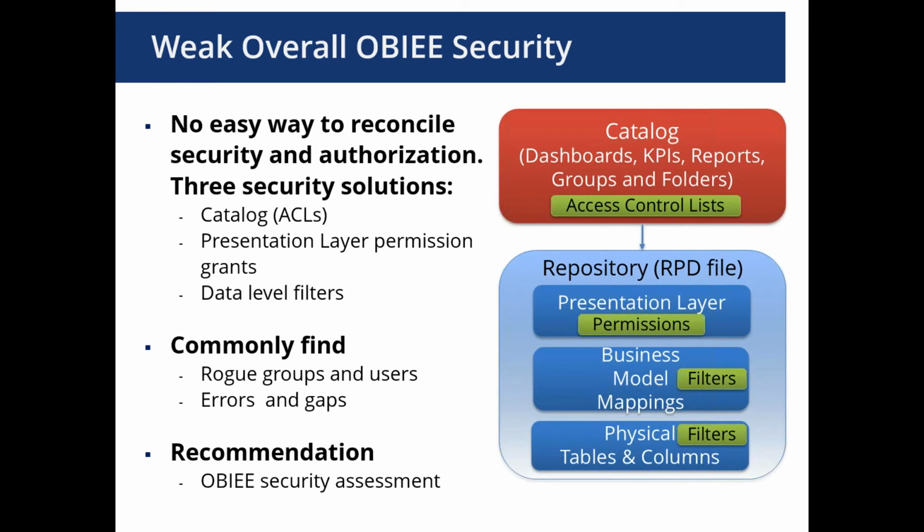This slide here, a lot to it, but certainly number 5 here, weak overall OBIEE security. So let's look at the right-hand side first. We have the catalog, we have the repository, and within the repository we have our 3 layers of technology there: the presentation layer, the business model mapping, the physical tables and columns. There is no easy way to reconcile security at all 3, or I should say 4 levels here.